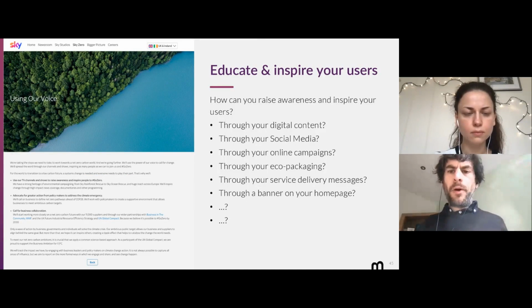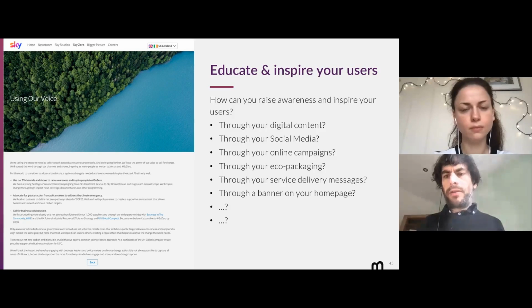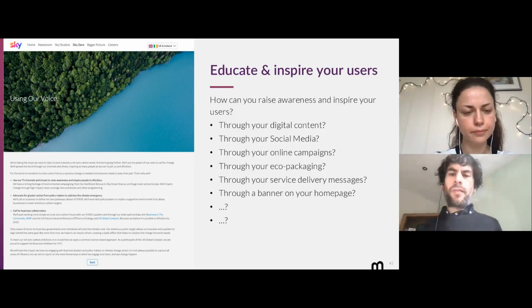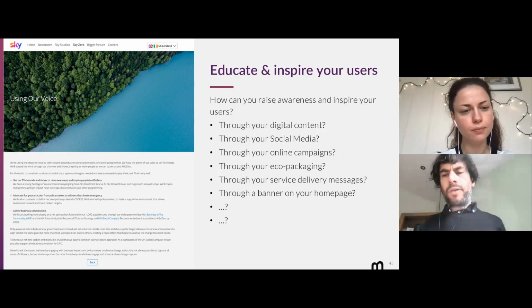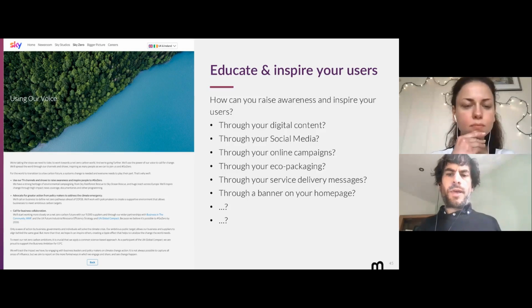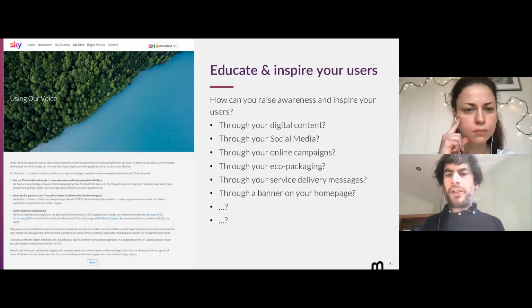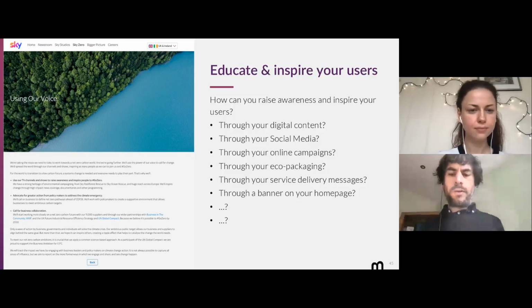To put a bit more detail into that, on the left-hand side of the screen you can see what Sky are talking about in terms of how they're using their voice to communicate their message. You also have the opportunity to educate and inspire your users and customers, to raise awareness and nudge them in the direction of more environmentally focused behaviors. Different questions you can ask yourself in terms of how you might go about doing it could be along the lines of: where do we get the message out? Is it through our digital content? Is it through social media and online campaigns? If we're producing physical products, do we have an opportunity to put that kind of messaging on our packaging? There are all sorts of ways you can get the message out there, to help raise awareness with your customer base and also demonstrate your sustainability credentials.